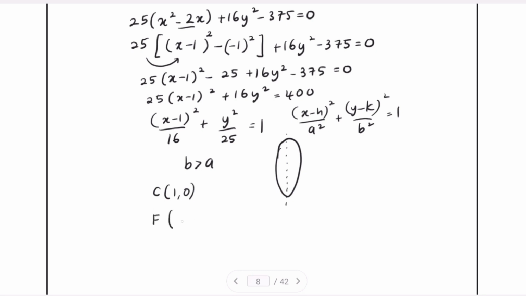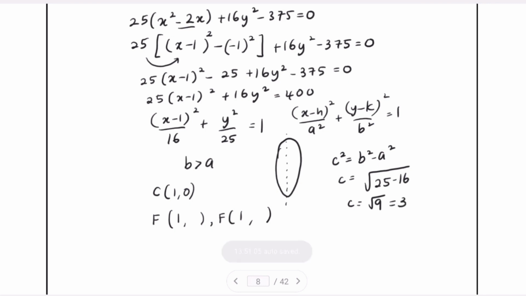So for the foci, 1 will remain the same. But you don't have the values of C to start with. So you need to find the values of C. So how to find values of C? C square equals to B square minus A square. So your C is square root of 25 minus 16, and that is square root of 9, which is equals to 3. So it's going to be 0 plus 3 and 0 minus 3.